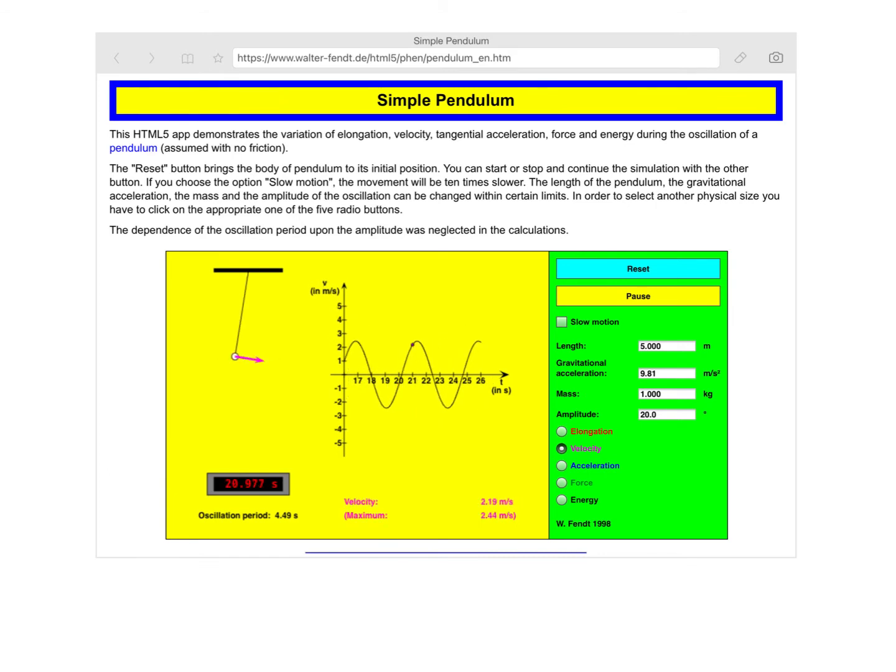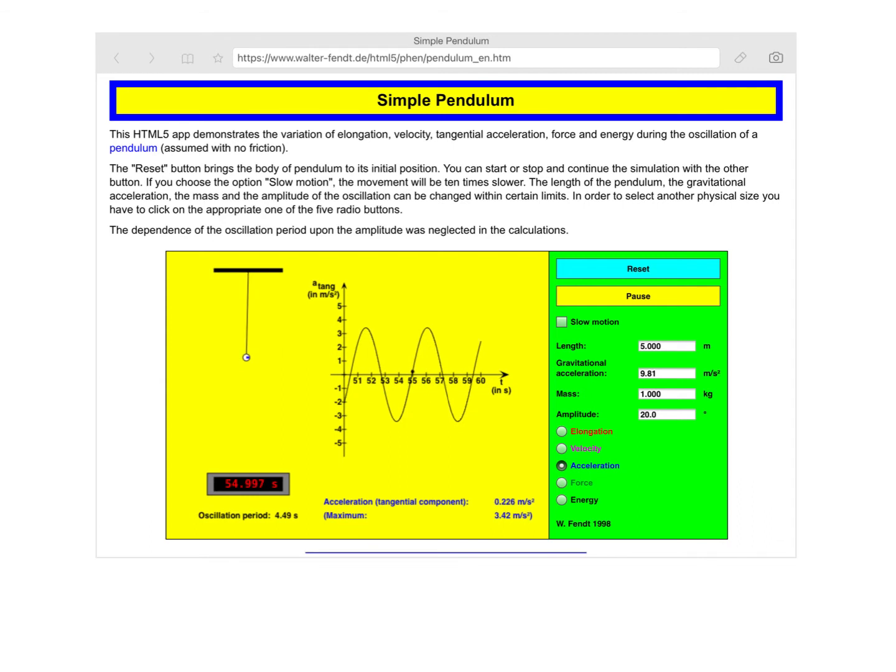And notice there's an arrow here showing the direction of the motion of the bob at any moment. The direction of the velocity is tangent to the path, being an arc, as the pendulum swings back and forth. I can also look at the direction of the acceleration. Now notice the acceleration is always pointing tangent to the path.